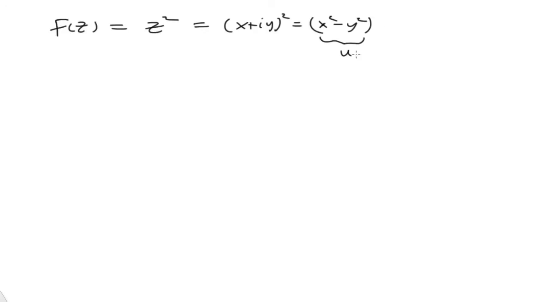So let's talk about one of our most favorite functions, which is f of z equals z squared. So this is an analytic function. Now let's see what fluid flow it represents. So we can write this as x plus i y squared, which is equal to x squared minus y squared. That's the real part, so that's our u, plus i, and then we have a 2xy.